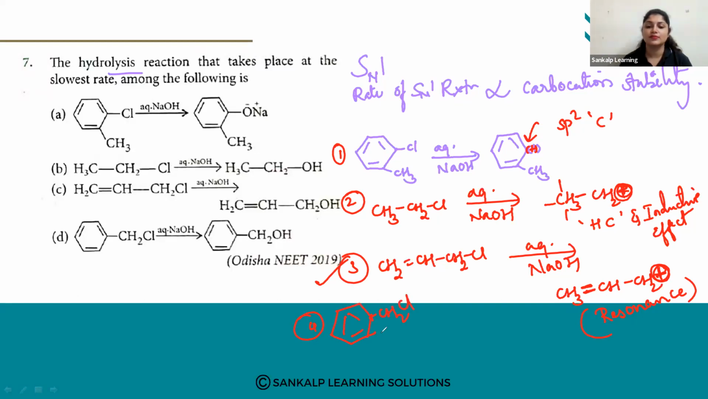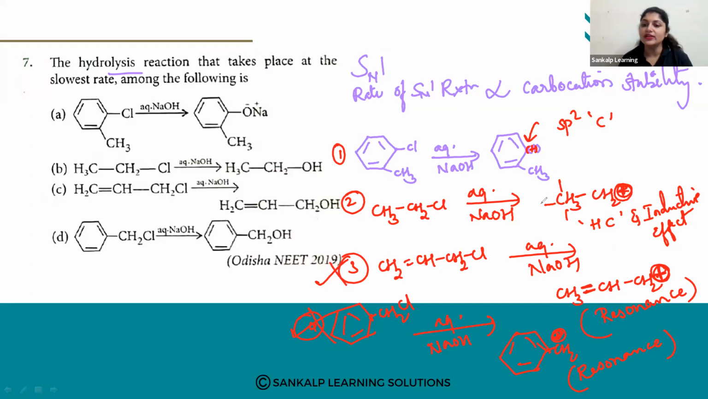C6H5CH2Cl with aqueous NaOH gives C6H5CH2+. Here also there is resonance, right? This positive charge is on a carbon attached to the phenyl group. So here also resonance, and this will proceed at a faster rate. The carbocation is stabilized in this case. Here also this carbocation is stabilized by this double bond, so because of resonance stability, this also will undergo a faster rate.